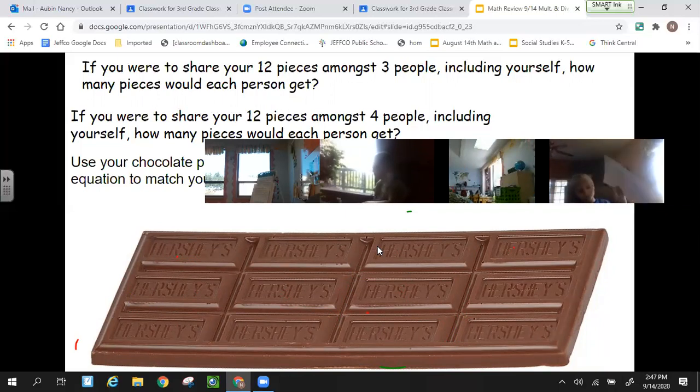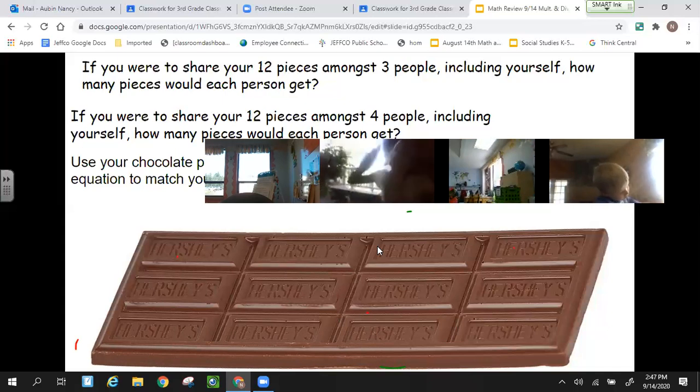You know what the division problem would be? Okay, write the division equation. Nice thinking. Write a division equation to match that. So let me see a division problem. Let me see a division problem.